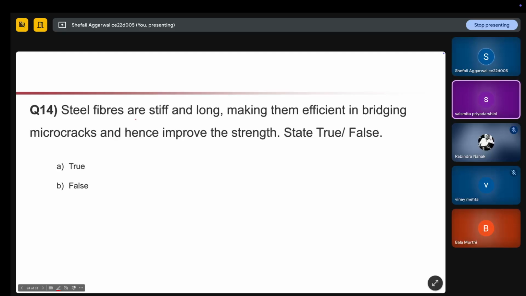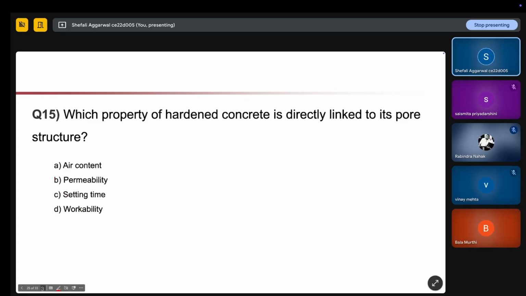Next question is, steel fibers are stiff and long, making them efficient in bridging microcracks and hence improving the strength. It is a true or false statement? False. Okay, anybody else who thinks it's a true statement? Correct. So it's not the steel fibers which will bridge the microcracks or improve the strength. It will be mostly polypropylene type of fibers.